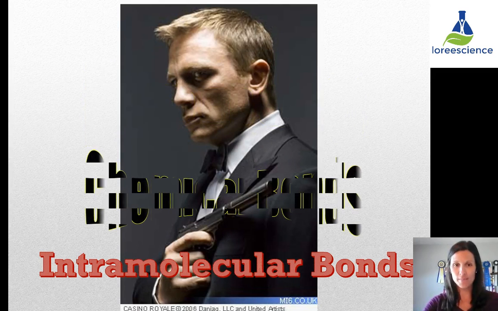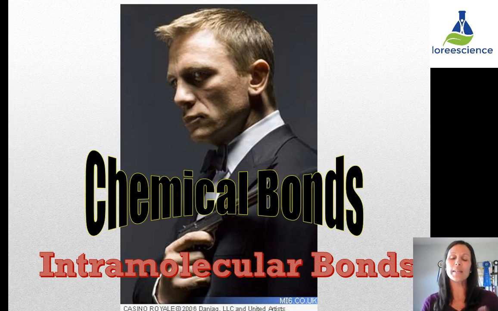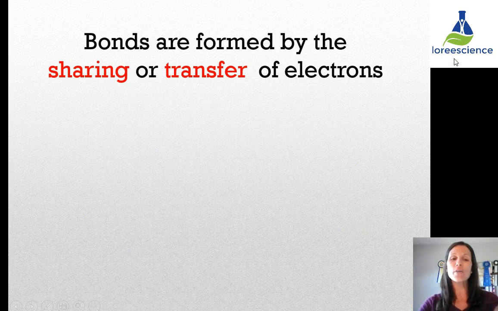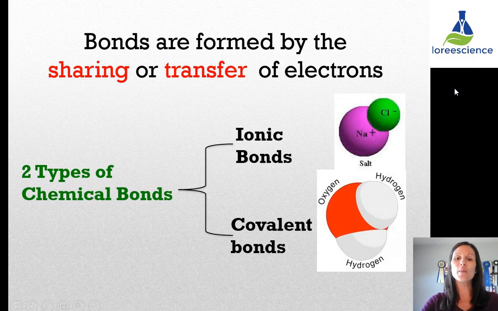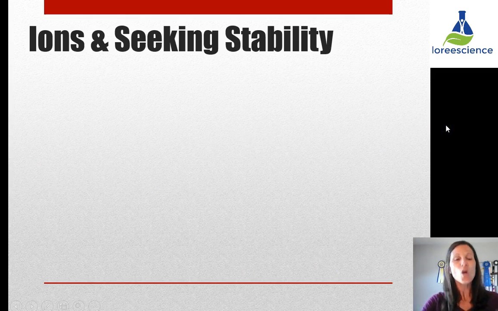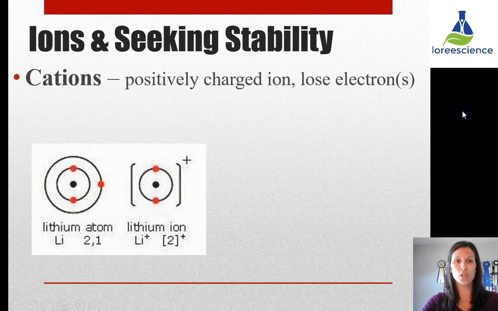Intramolecular bonds. Intramolecular meaning within a molecule, intra, within. Bonds are formed by either the sharing or the transfer of electrons, meaning we have 2 major types of bonds. We have ionic bonds, which is the transfer of electrons, and we have covalent bonds, which is the sharing of electrons. So let's take a look at ions and the way that they seek stability or that full outer shell. Let's take a look at cations.